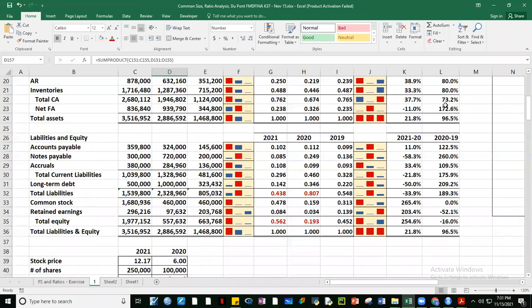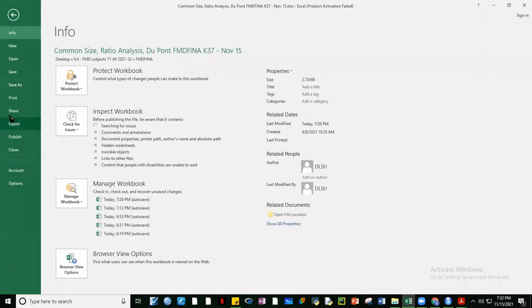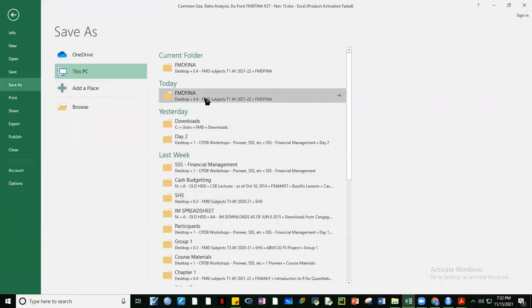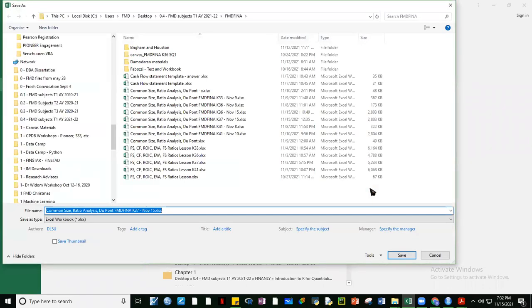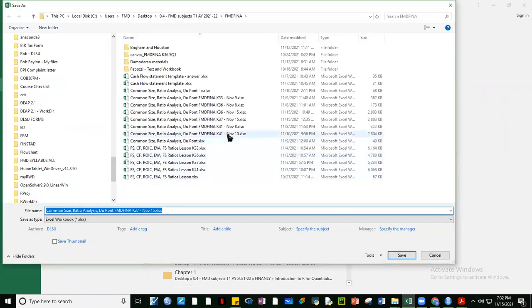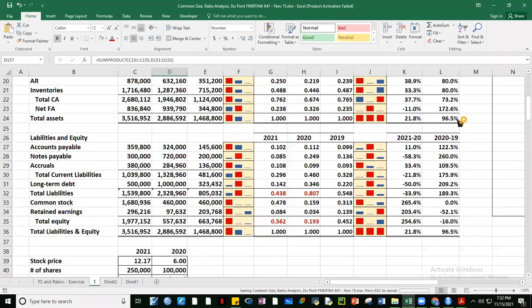Any questions, guys? Okay, I will post this here and also post it in Canvas. Let me just save it. File, save as. Thank you for reminding me. So you have a copy right away. But of course, I'm going to post this also. K37. So this is K41. K41. Save. And then I'll close this.